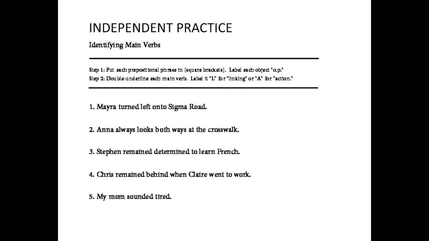So now it's time to prove that you know what you're doing. The independent practice on your worksheet, there are 10 items. Again, step 1, find the prepositional phrases. Step 2, find the verbs, label them L or A for linking or action. Hit pause now and then come back and check your answers. Okay, here are the answers to the first 5. You ready? Here they are.